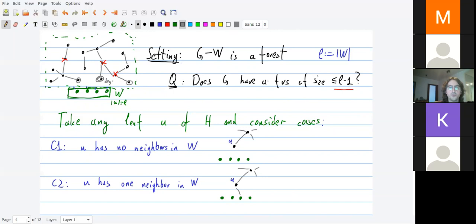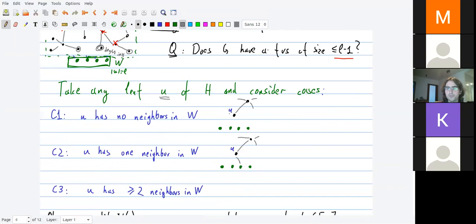So let me take any leaf U of H and consider how it really looks. So here is this leaf U. Maybe it has no neighbors in W. Here is the set W, and maybe it doesn't have any neighbors in it. Well, then this vertex has only degree one in my graph, right? I can just remove it from my instance because this vertex does not participate in any cycles. There's no point in deleting it in a feedback vertex set instance, because I will not kill any cycles by killing it. So this is a reduction. There is no branching at this point.